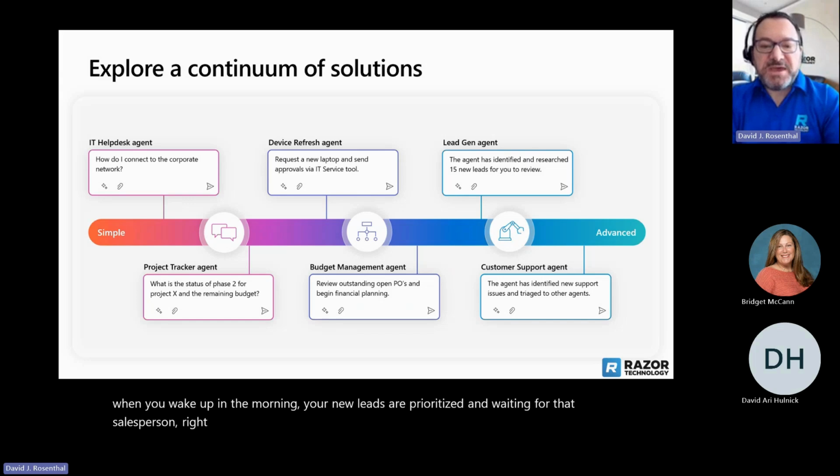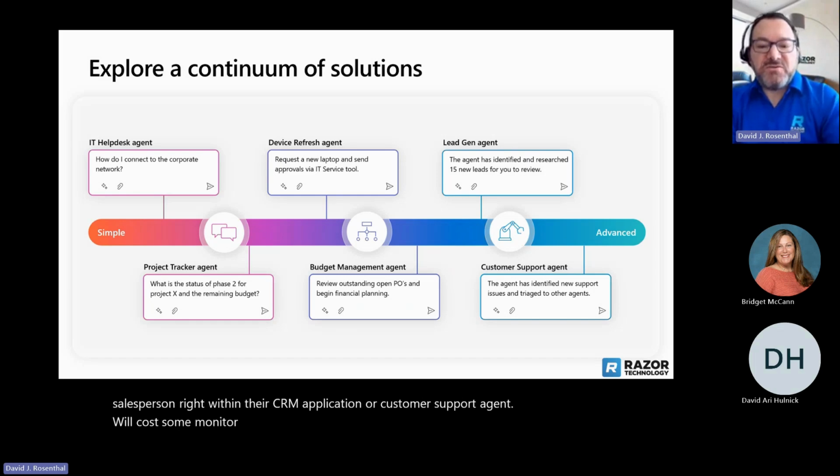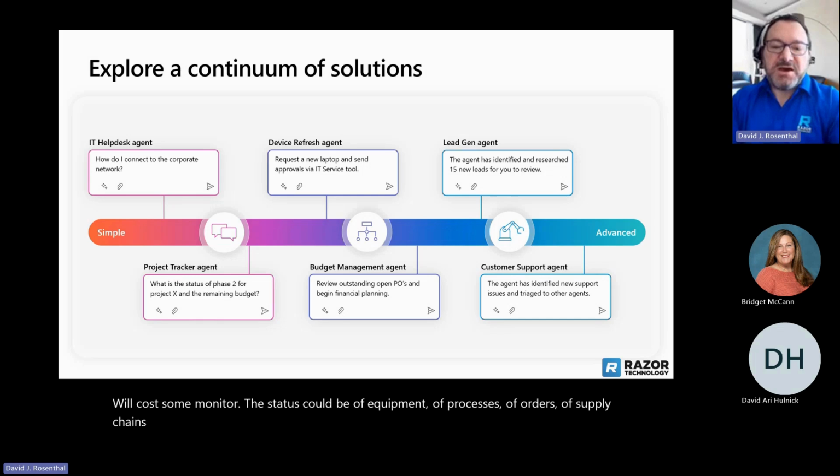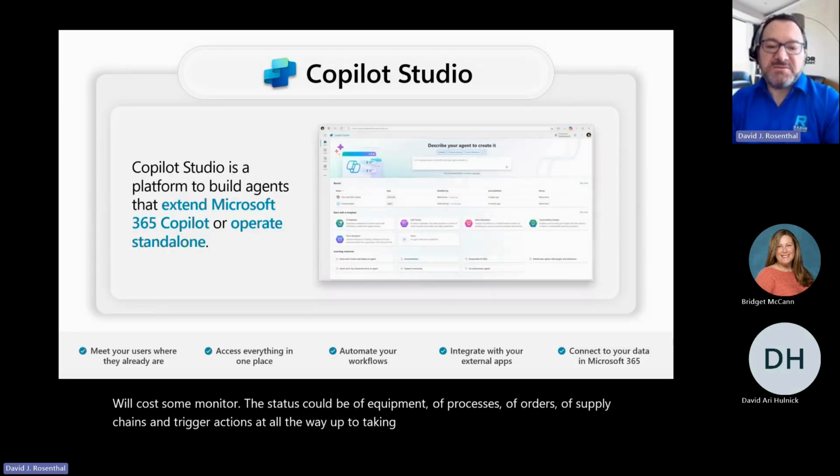their CRM application. Or a customer support agent will constantly monitor the status, it could be of equipment, of processes, of orders, of supply chains, and trigger actions all the way up to taking action autonomously.